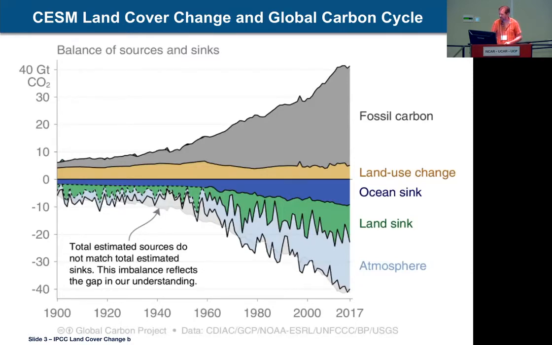What's really nice is we can see the offset from the land sink as we've got increasing CO2. We're also getting regrowth from land use and land cover change. As forests have been harvested for wood production, or land is abandoned and regrows, we have this land sink growing that takes carbon back out of the emissions that we've put into the atmosphere.